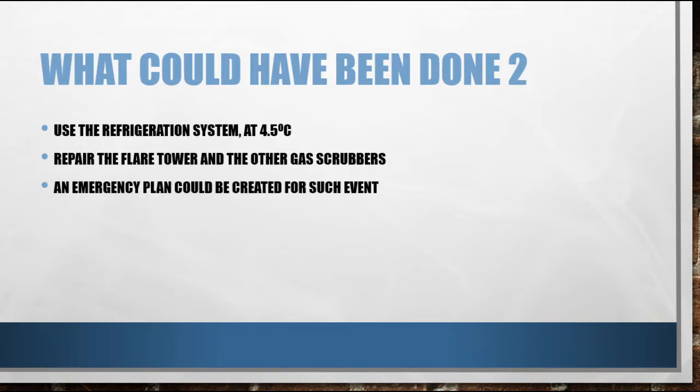They could have prepared the flare tower to burn escaping gases so they become less dangerous substances, or repaired the other gas scrubbers so they have more capacity to get rid of more toxic chemicals. An emergency plan could be made in collaboration with local authorities so they can direct the public more efficiently and warn people of the dangers.